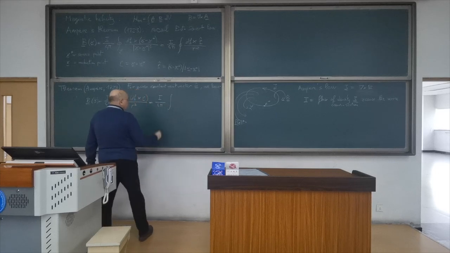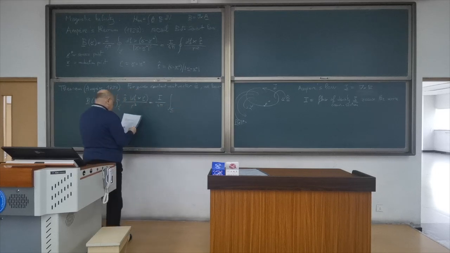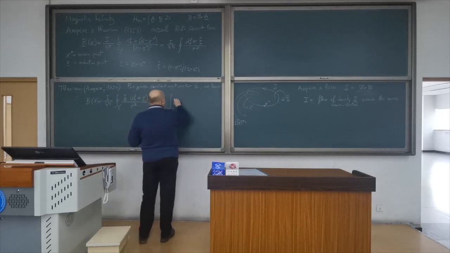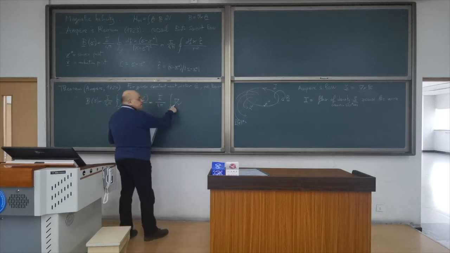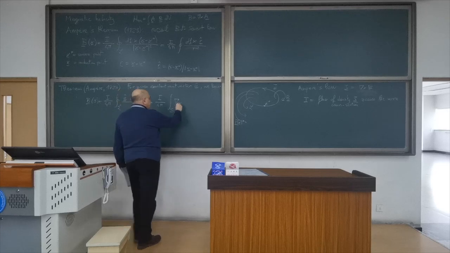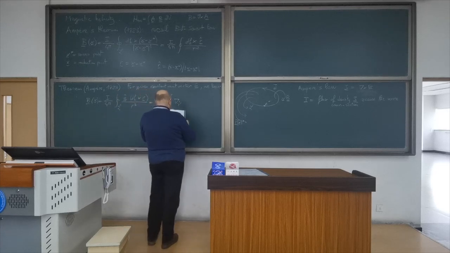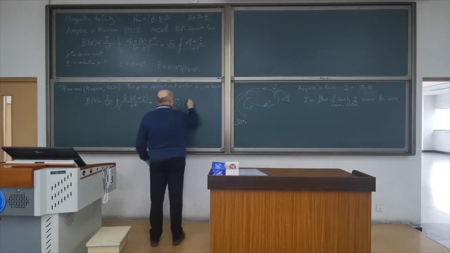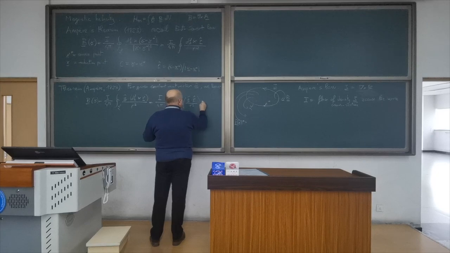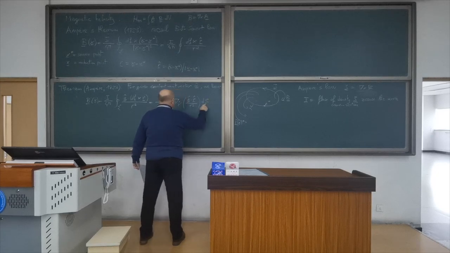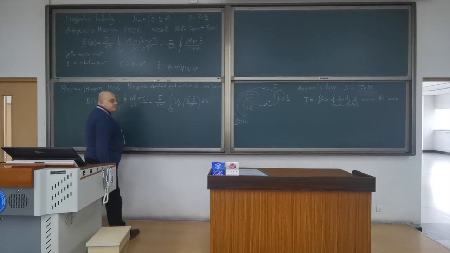the integral over a surface S of the directional derivative along the new direction of what? Of E dot R unit vector divided by r squared in dS. What is this surface?